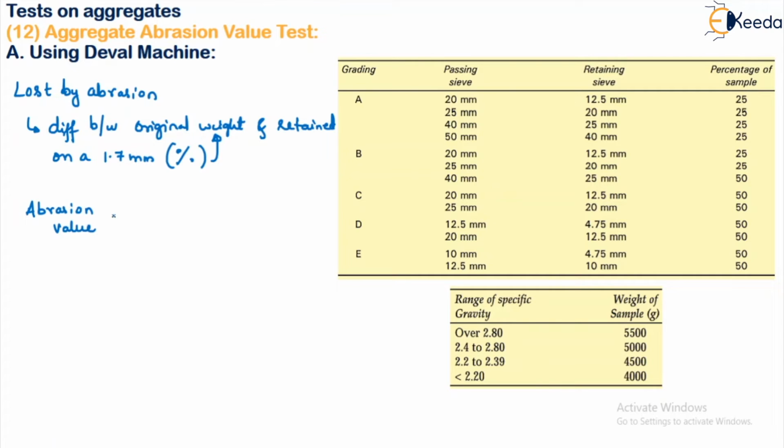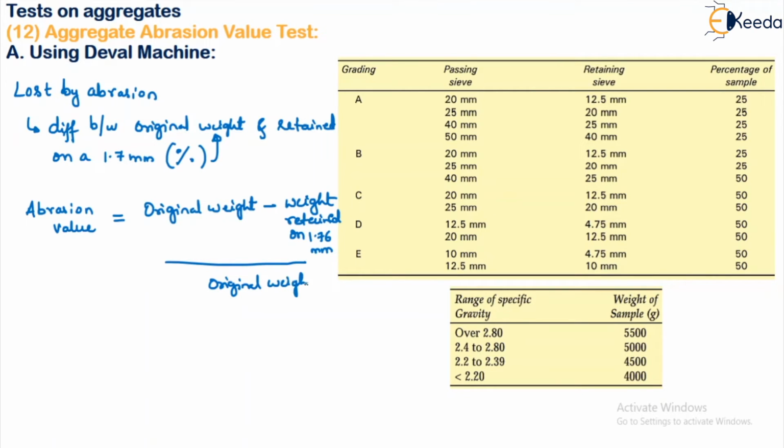Abrasion value will be equal to original weight minus weight retained on 1.70 mm sieve, whole divided by the original weight, into 100. This is how you will get it. Suppose it is a crushed gravel. So this is your final abrasion value.